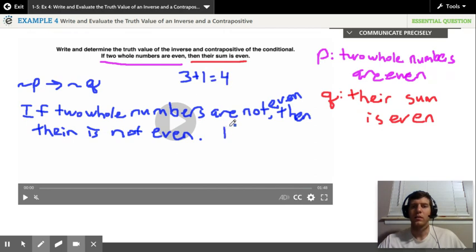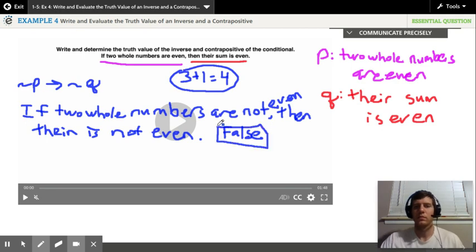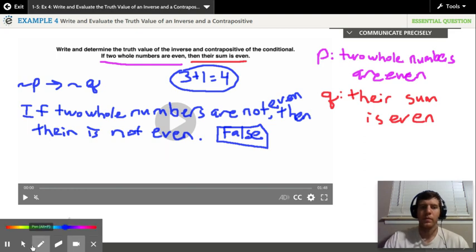So we know that our inverse statement here is going to be false, because we just came up with a counterexample that shows that this inverse statement is false. If we have two whole numbers that are not even, we can add them together to get an even one. All right, and then our contrapositive.